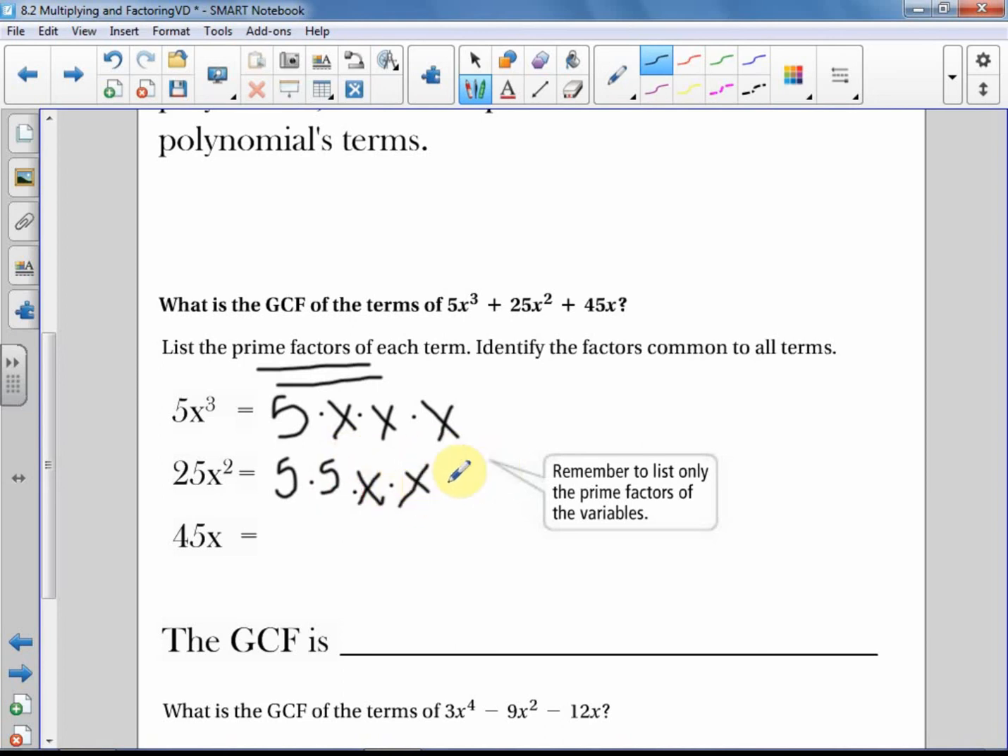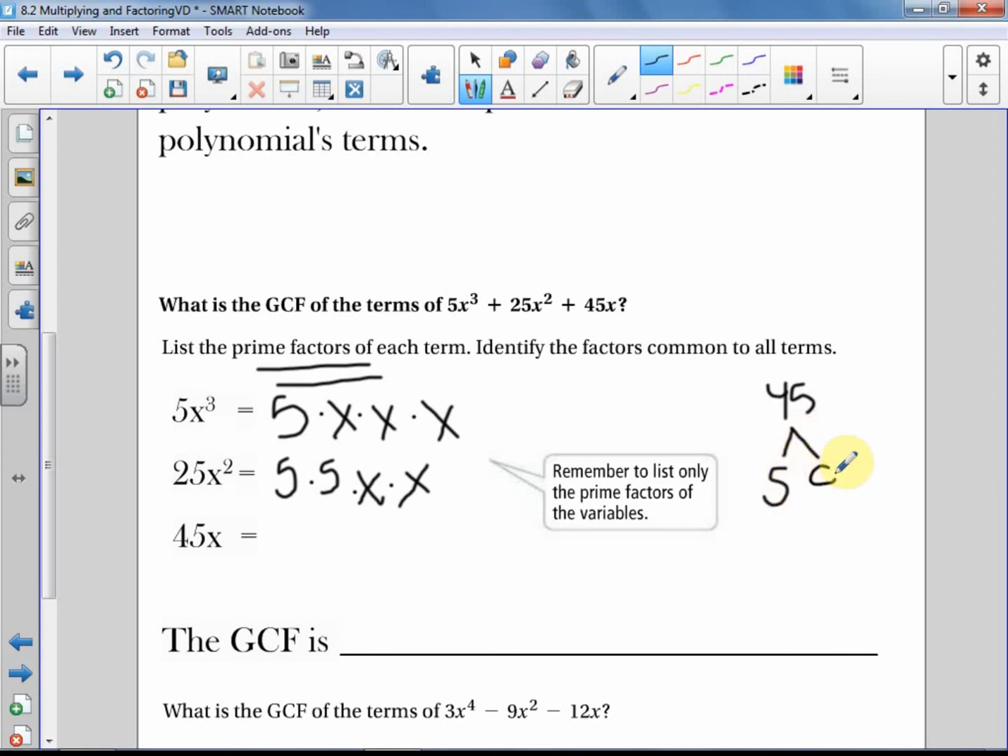Don't I wish? Next, I need to find the prime factorization of 45. I don't know those prime factors off the top of my head, so I'm going to use a factor tree to find those prime factors. So to the side, prime factorization of 45. What two numbers multiply together to give me 45?